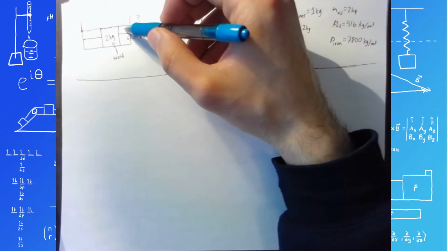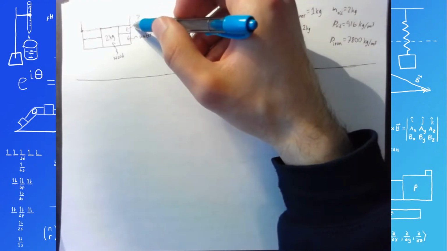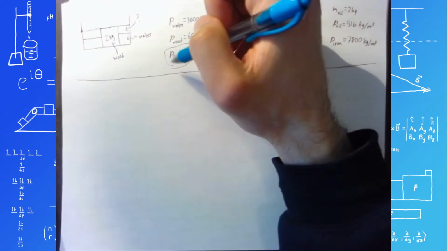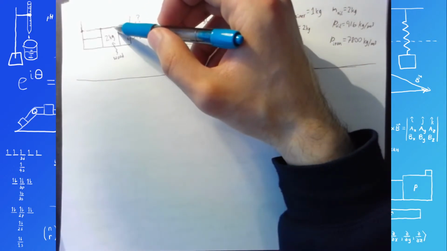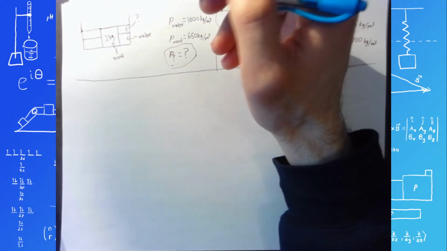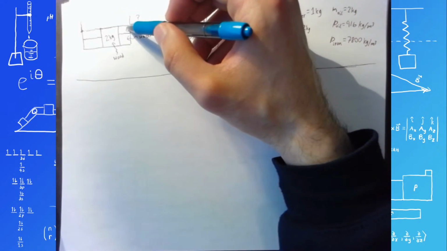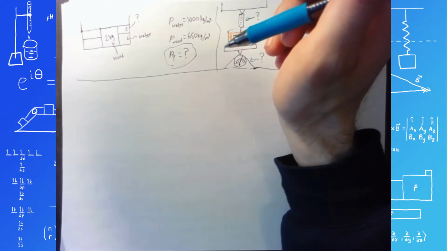And then for the rest of the wood block's height, I add some sort of mystery fluid whose density is such that the entire weight of the wood block ends up being supported by the total buoyant force due to the water and this mystery fluid. What is the density of this mystery fluid?